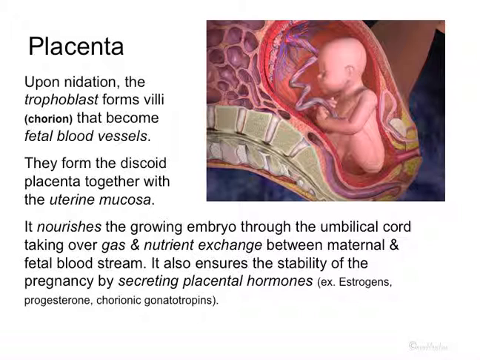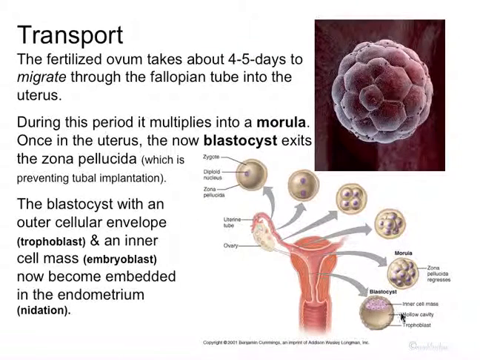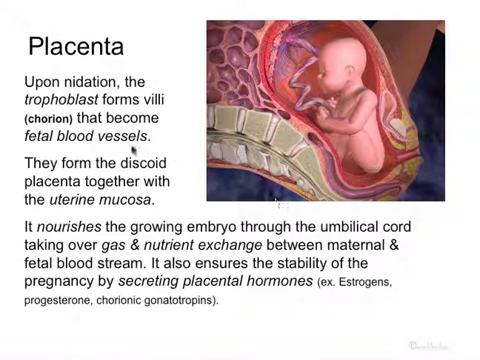That brings us to the placenta. Upon nidation, the trophoblast, the outer structure here, forms villi that become the fetal blood vessels. So that goes right in here. They form a discoid placenta. The placenta is going to be right up here. And they do that together with the uterine mucosa. So this is where the fertilized ovum reaches and has a connection with the placenta, and with the uterine mucosa.